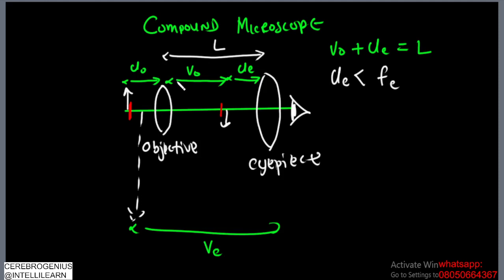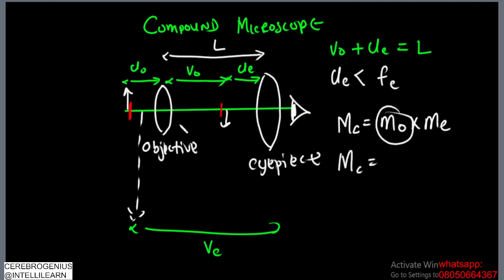Now you can be asked how to calculate the magnification of a compound microscope. So how are we going to do that? Okay, let's do this. The magnification of the compound microscope is just the magnification of the objective multiplied by the magnification of the eyepiece. Now the objective is functioning as a normal lens, right? So its magnification will be vo over uo, multiplied by the magnification of the eyepiece.